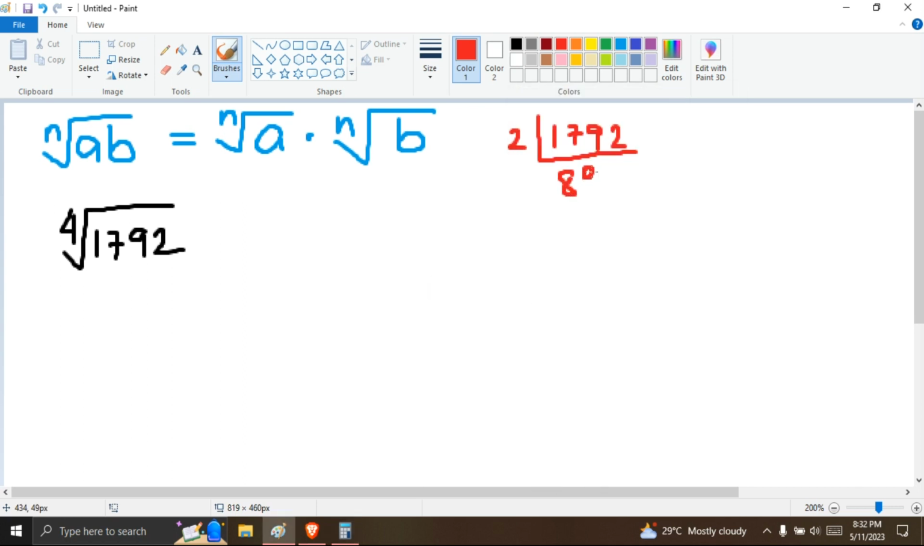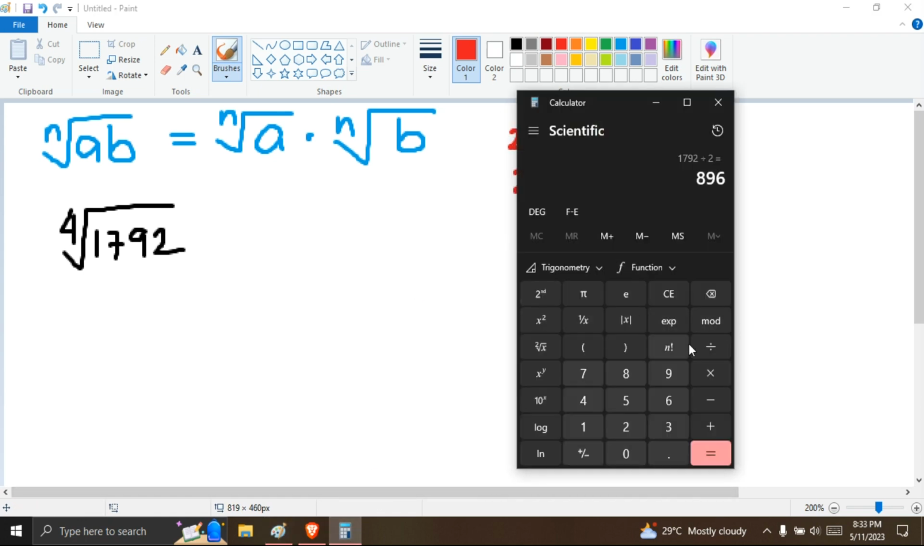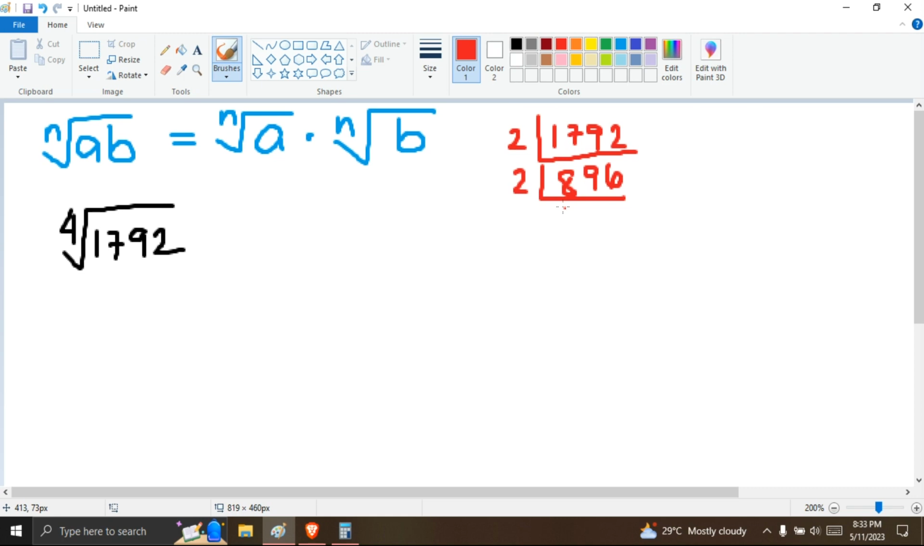896. Okay, then ang 896 na sad, ato na siyang i-divide sa 2. So the answer is 448. Then ang 448 na sad ato na po nang i-divide sa 2.